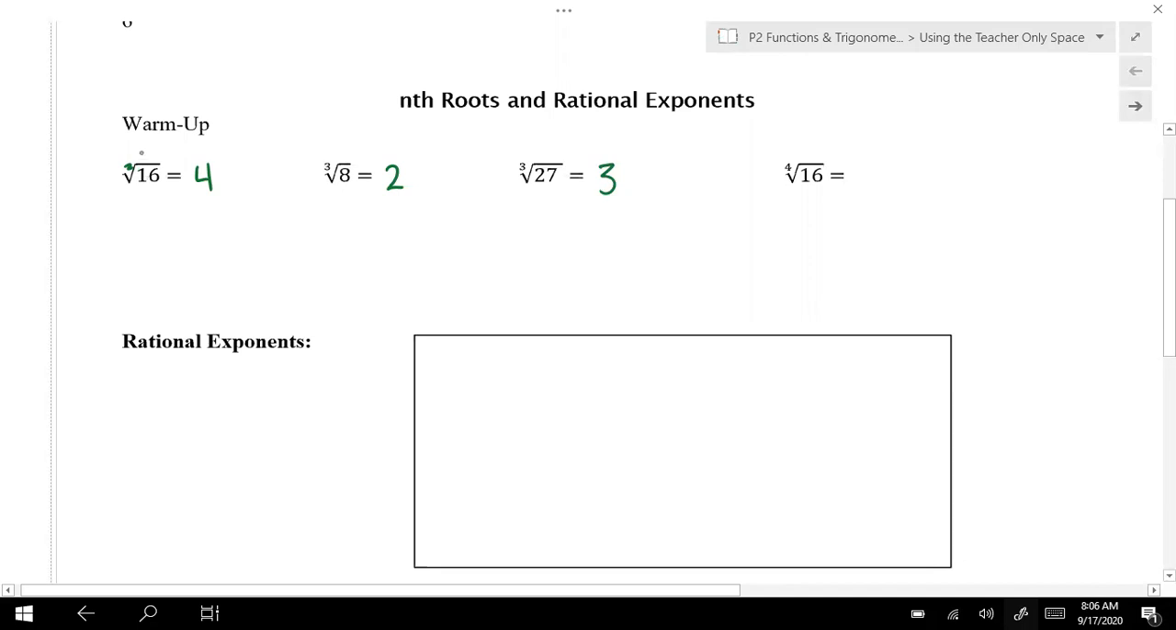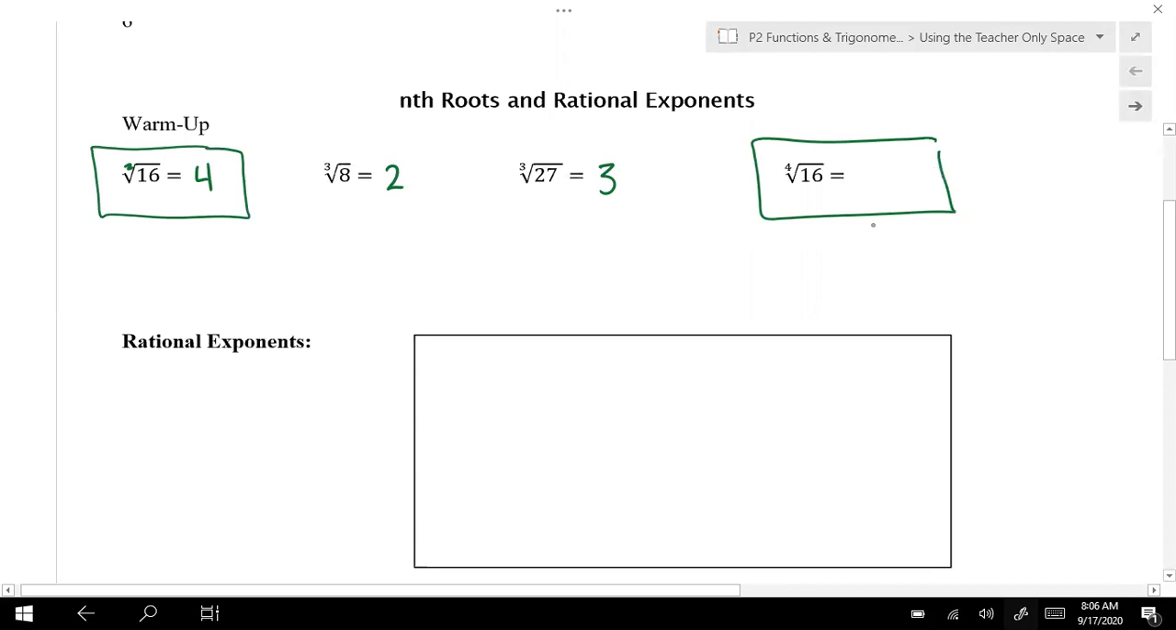And then this one, the difference between the first one and the last one here is the fact that I have a 4 in the pocket here. So the fourth root of 16 is 2, because 2 times 2 times 2 times 2 is 16.